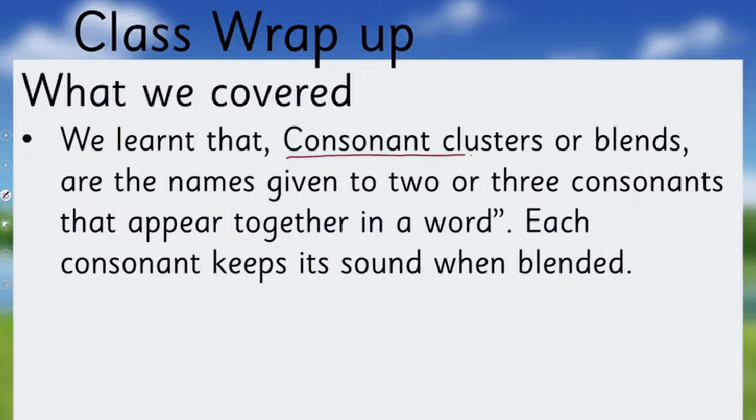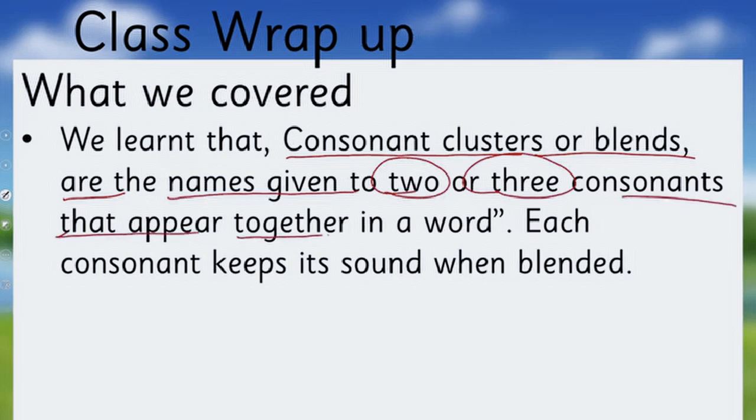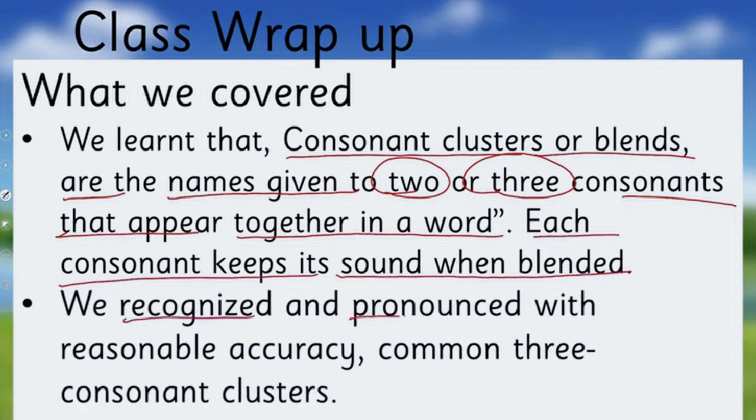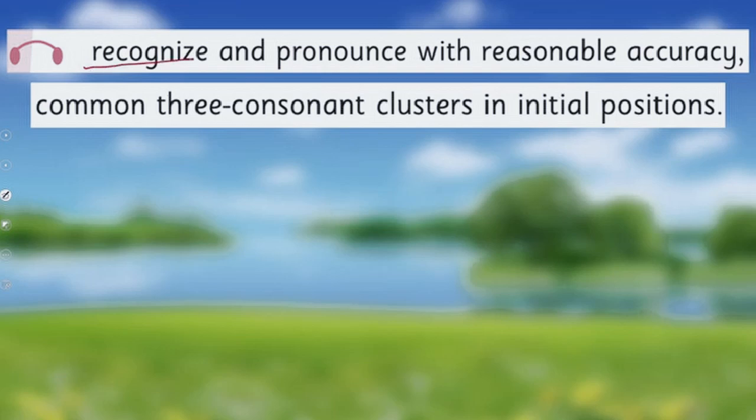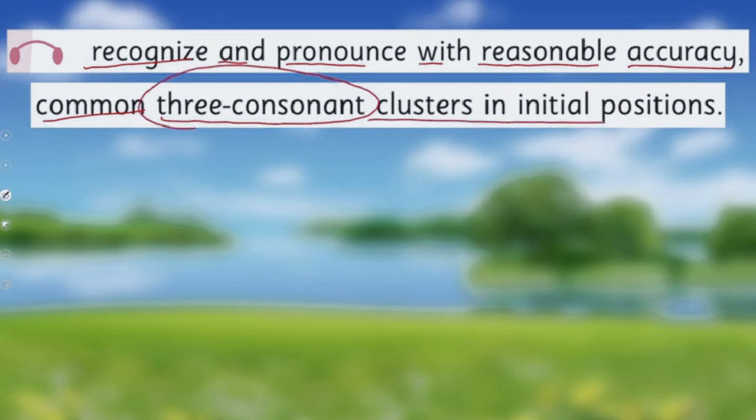So what we have done today, we learned that consonant clusters or blends are the names given to 2 or 3 consonants that appear together in a word, and each consonant keeps its sound when blended. We recognized and pronounced with reasonable accuracy common 3 consonant clusters. So in this way, we achieved our today's SLO, that is to recognize and pronounce with reasonable accuracy common 3 consonant clusters in initial position.